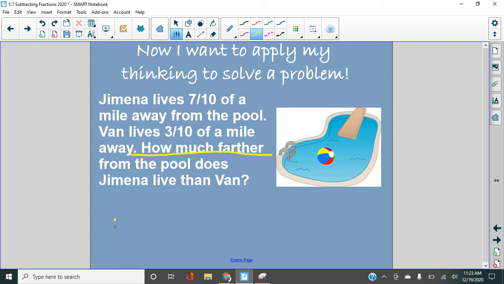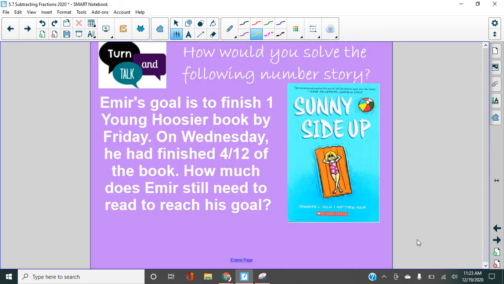Let's say you added these and you got 10/10. And then you tried to put that in a sentence. Jimena lives 10/10 miles farther away from the pool, but that's not even possible because they don't even live that much. Neither one of them lives that far away. So this is a subtraction problem. We get 4/10 here. Okay. On this one. All right.